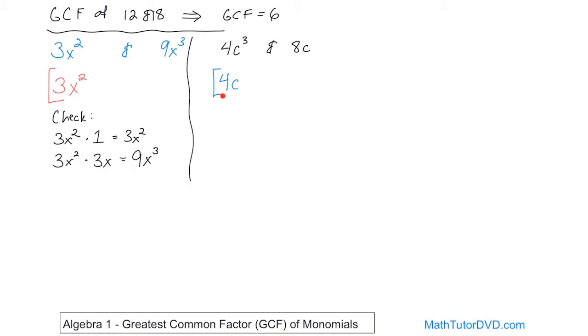Now to check this, you could check it a bunch of different ways. Let's just do it this way: 4C, that's the greatest common factor, times, what would I multiply it by to give me this? I would have to multiply it by C squared, and that would give me 4C cubed. That's a check. And then I could take 4C, what would I have to multiply it by to give me this? Well, I have to multiply it by 2, and that would be it, because the C is already taken care of, 8C. That's a check. So you see I'm taking this greatest common factor and multiplying it by 2 completely different things to get these. You don't have to do this check every time. I'm just doing it in the beginning to give you some practice.